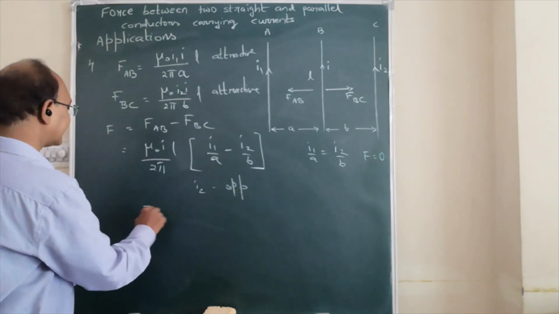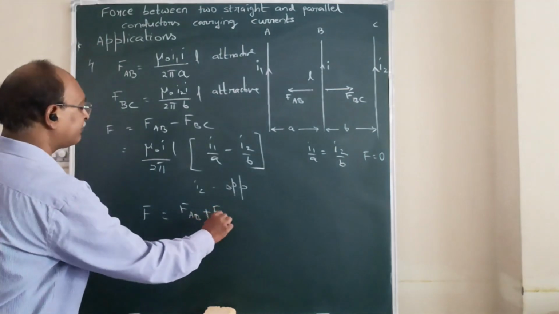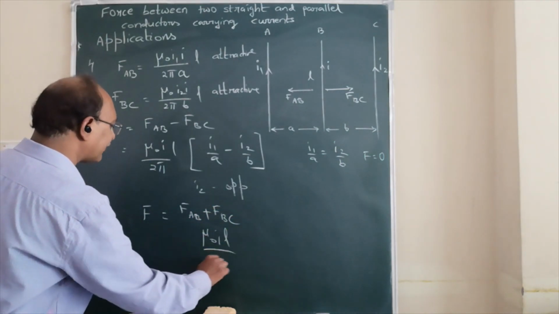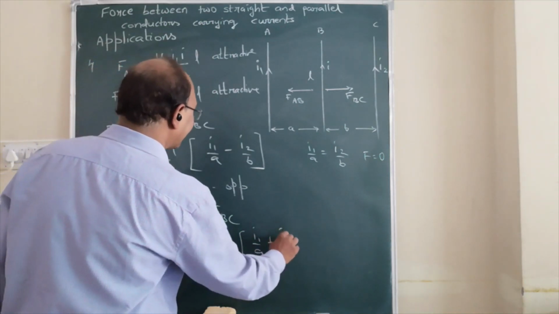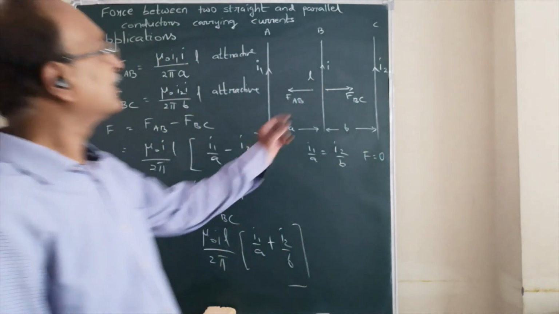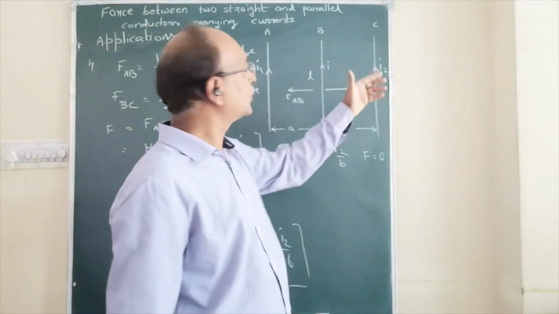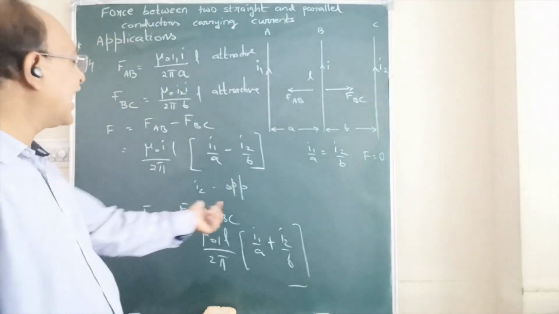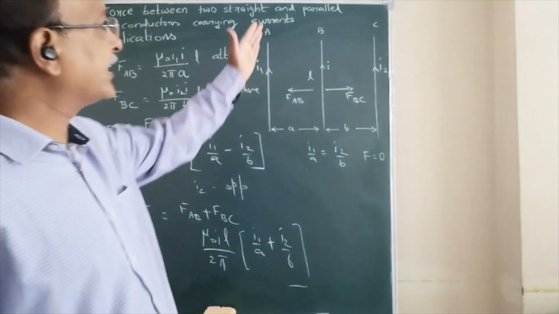Then we get F is equal to FAB plus FBC. So mu naught I L by 2 pi (I1 by A plus I2 by ...). So that is when I2 is in the opposite direction, this will be repulsive force. So FBC will be in the same direction as FAB. Then we will be added them. So that's how we can find the force acting on the conductor.